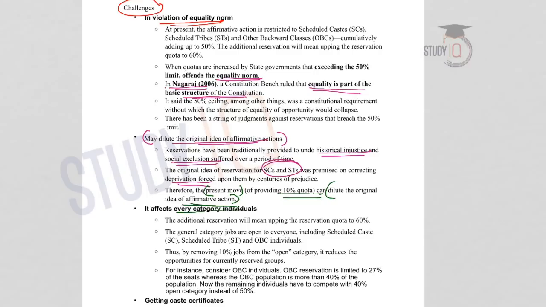And it also affects every category of individuals, because if 60% of reservations are provided, the rest 40%, which is the general category, these jobs are open to everyone, including scheduled caste, scheduled tribes and the OBC individuals. So by removing 10% of jobs from the open category, that is at present 50%, now reducing it to 40%, this will reduce the opportunities for currently reserved groups as well.